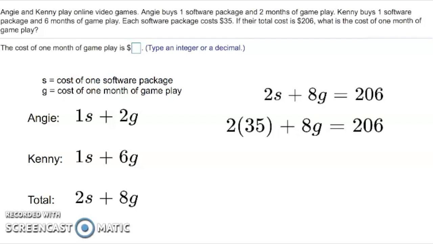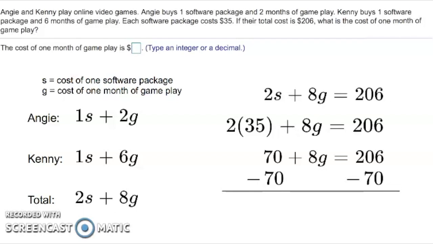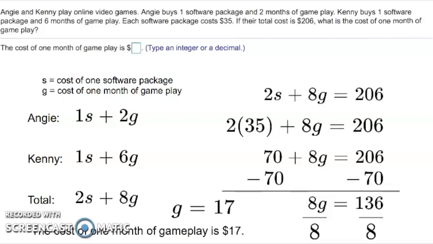Now 2 times 35 is 70. 70 plus 8G equals 206. Subtract 70 on both sides, you'll get 8G equals 136. Divide both sides by 8, and G is going to equal 17. And $17 would be the cost of 1 month of gameplay.